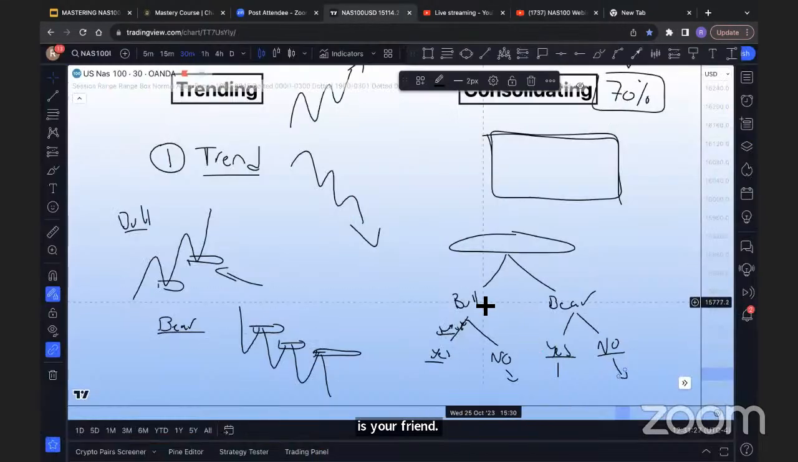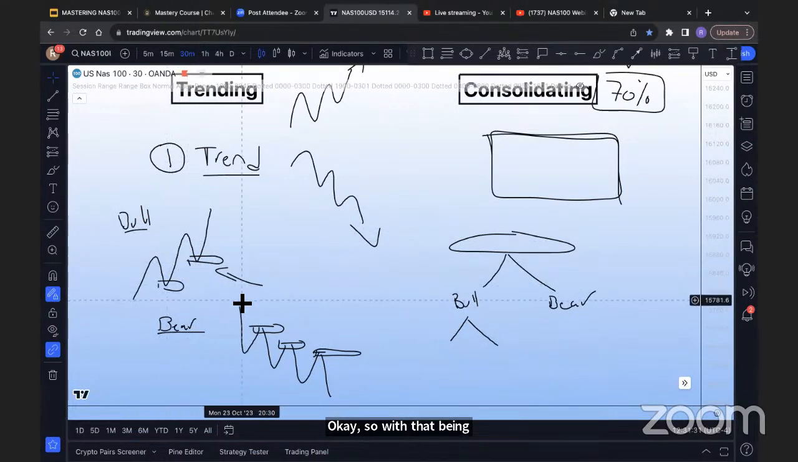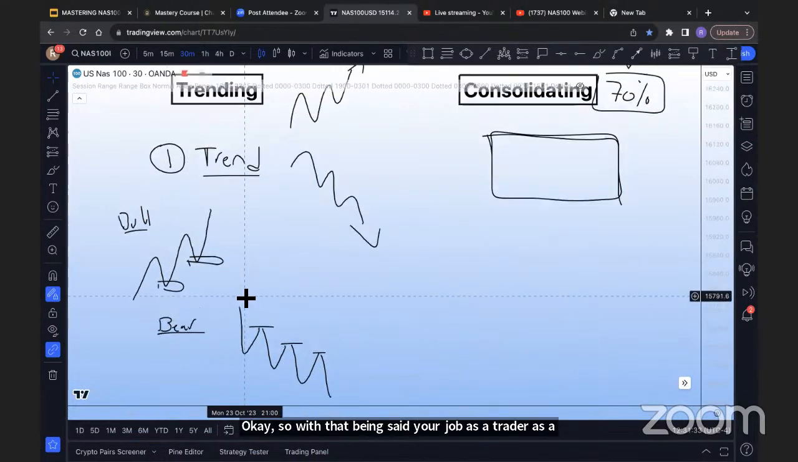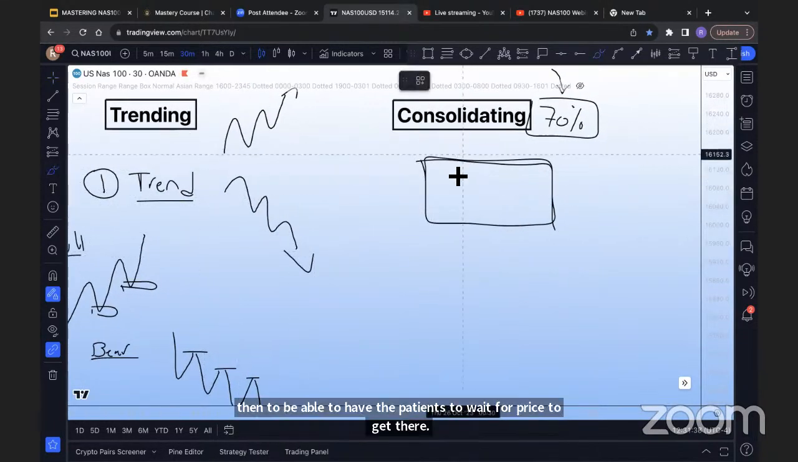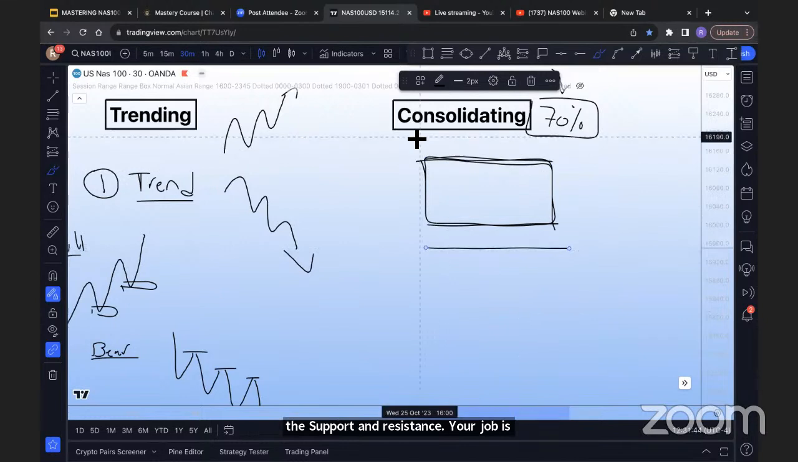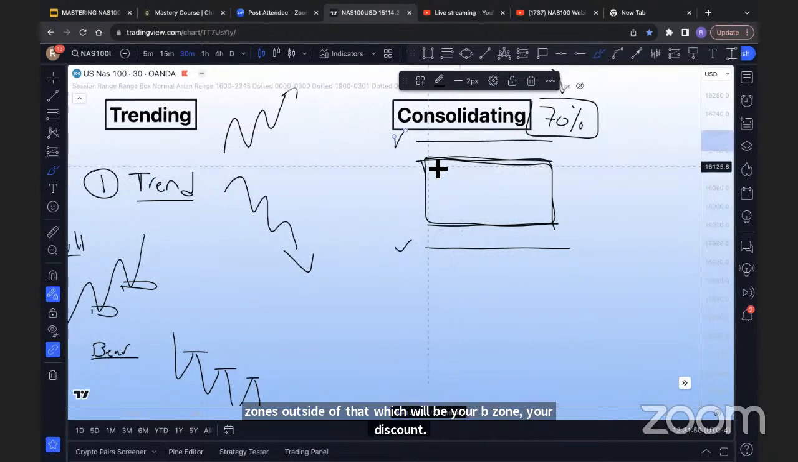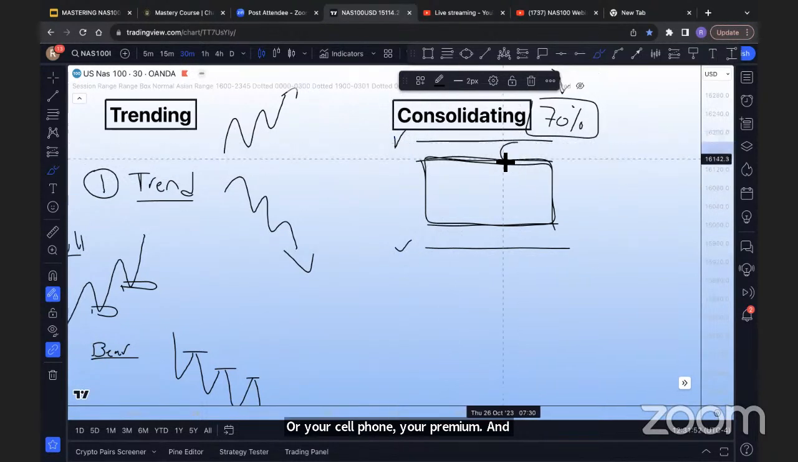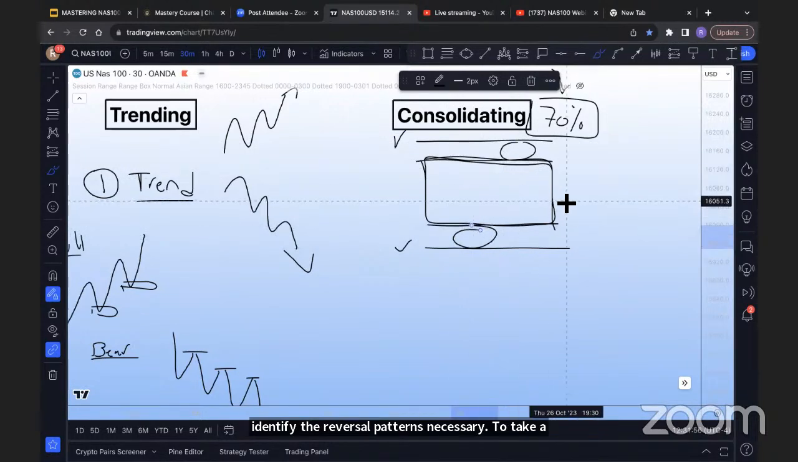So with that being said, your job as a trader, as a momentum trader, is to find support and resistance zones and then to have the patience to wait for price to get there. Now in a consolidation range, your job is to identify the support and resistance. Your job is to identify any zones outside of that, which will be your buy zone, your discount, or your sell zone, your premium. And your job is to identify the reversal patterns necessary to take a trade inside of a range.